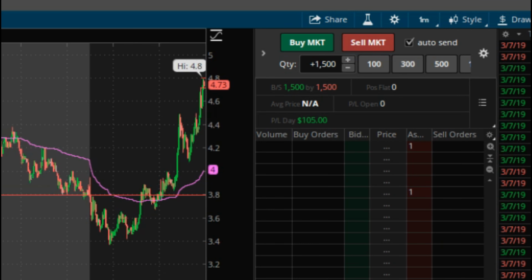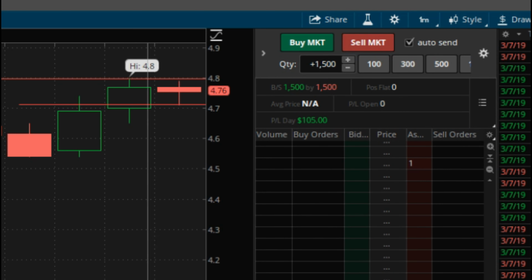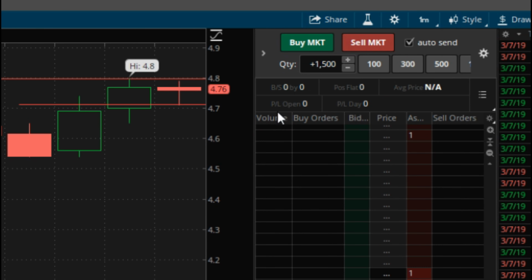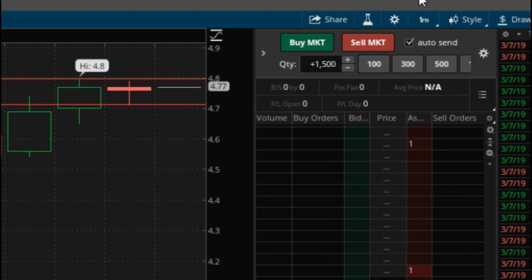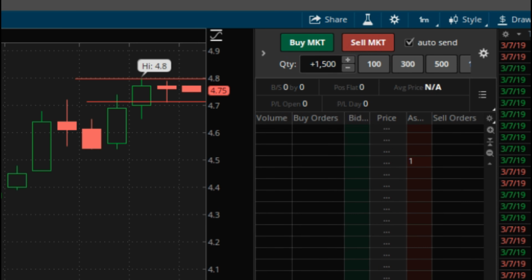Just to go over the example again and show you another method of approaching it. Let me reset the account so we can have a completely new account. 105 is what we would have made there for a quick scalp. And we can also hold it until the next red candle. We can hold it as long as the candles continue to come in.